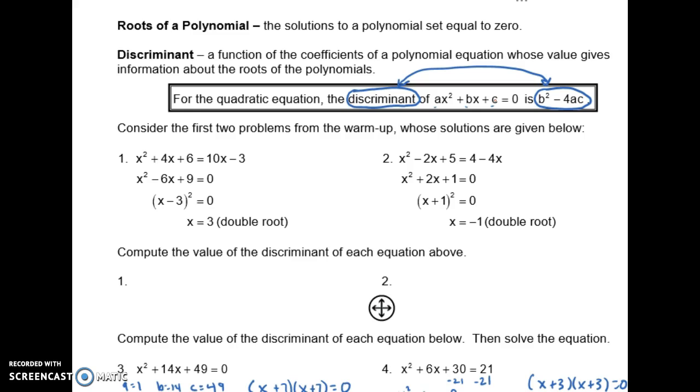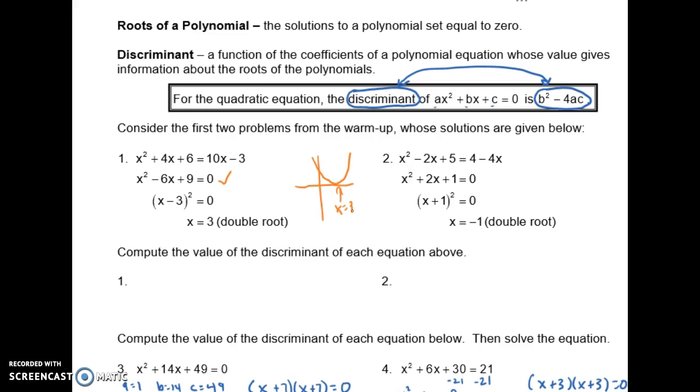So looking at our first problem here, 1 and 2, we've already factored and solved for us here. It says, consider the first two problems whose solutions are given below. So we have this equation, x squared plus 4x plus 6 equals 10x minus 3. And that equals this. This is the part where I have to pick out my a, b, and c values once I have the equation set equal to 0. Once I actually solve it, though, if you take a look, we have the factors are x minus 3 and x minus 3. What that tells me then is we have a quadratic equation that has a double root. If I were to graph it, it would look something like this.